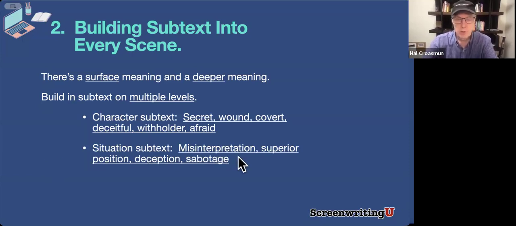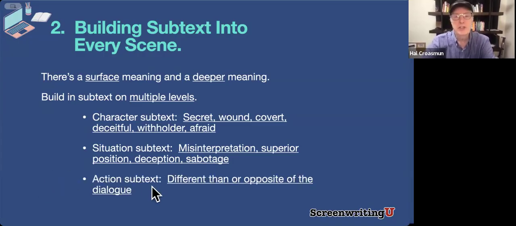Situation subtext, there could be a misinterpretation, which, there are some scenes. What was the movie? My Cousin Vinny, the Bubba scene. The two boys are put in prison, and one of them says they always send somebody named Bubba, and then Vinny shows up and he thinks that's Bubba. The misinterpretation scene's incredible. Absolutely, make sure you watch that, or at least take a look at it. Read it if you can. Superior position, where the audience knows something that the characters don't. Again, deception or sabotage in the situation.